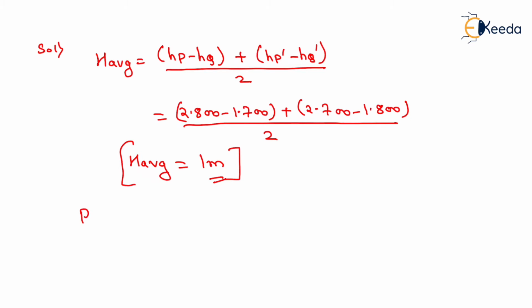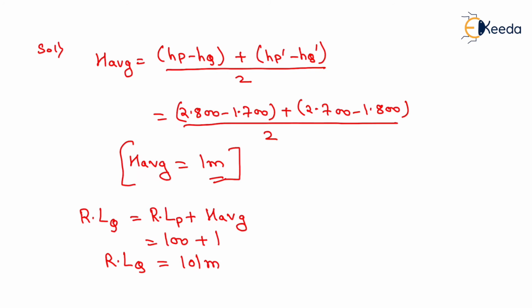Now for finding the RL of Q, we need to add RL of P and H average. RL of P is already given, that is 100 meter, and H average is computed above, which is equal to 1 meter. On adding these two values, the RL of Q will be equal to 101 meter. That will be the required solution.